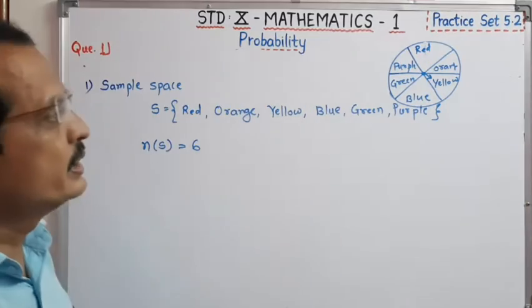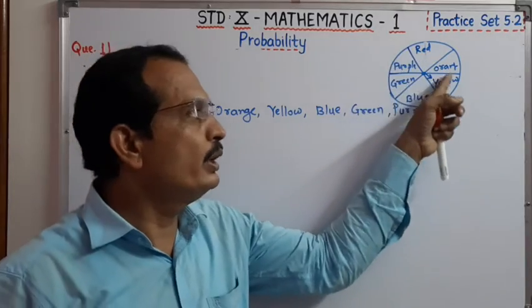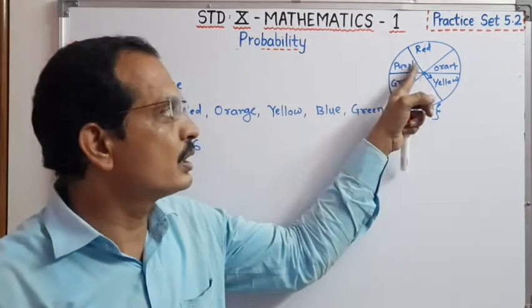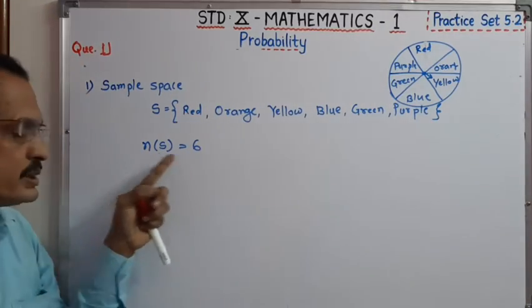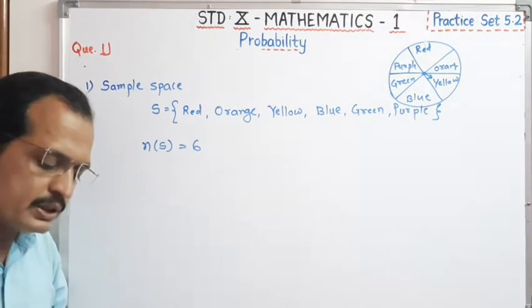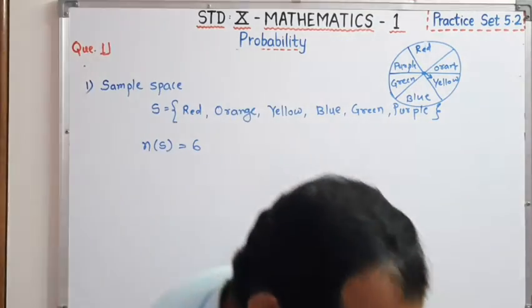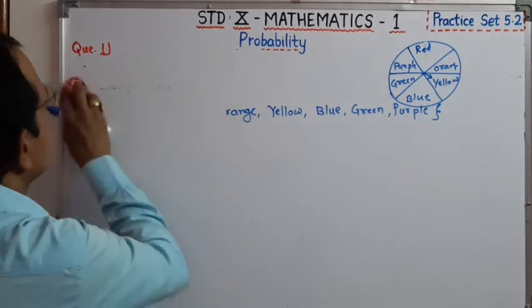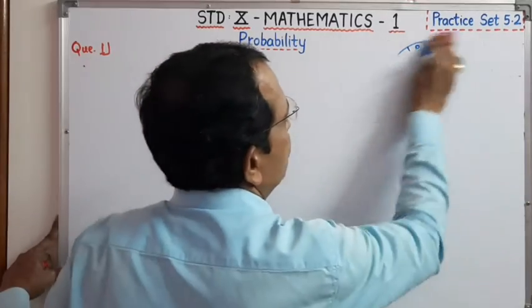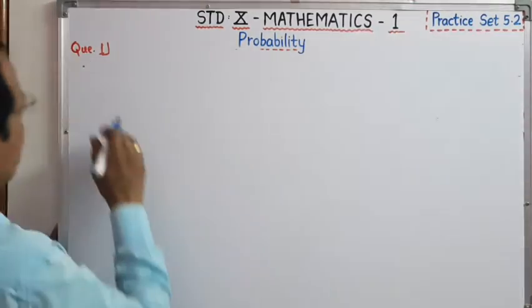Yes, student, this arrow may stop on any one of these colors. Therefore, all these colors are our sample space. Therefore, n(S) is equal to 6. Very simple and very interesting. Dear student, see the next question. Question number 3rd one is there.